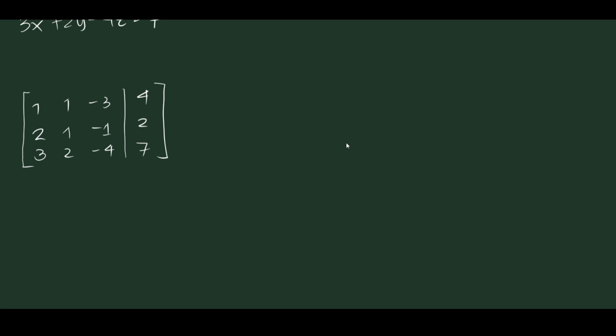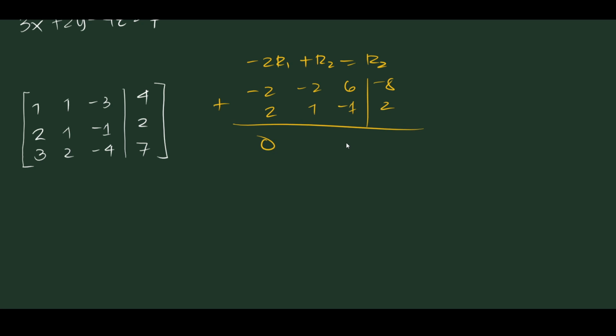The first term of row 2 is not 0 yet, so I'm going to convert that into 0. Let's multiply R1 by -2 and add that to R2, and then assign the new sum to R2. So -2 times R1: -2, then -2, and then 6, and then -2 times 4, -8. Then let's copy R2: 2, 1, -1, and then 2. Let's add this. We get 0, and then -1, and then 5, and then -6.